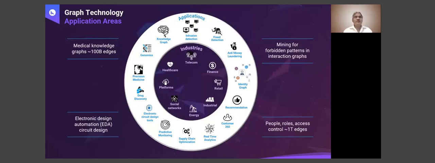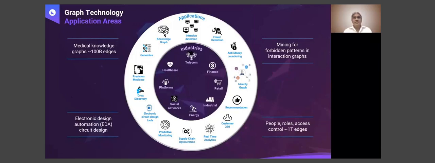We have worked with a large multinational defense contractor that was interested in doing real-time intrusion detection in computer networks. And the way they wanted to do it was by building what are called interaction graphs and then mining these interaction graphs to find forbidden patterns within these graphs. So finding needles within a big haystack, as it's sometimes called. So that is one application, fraud detection, anti-money laundering, lots of applications there.